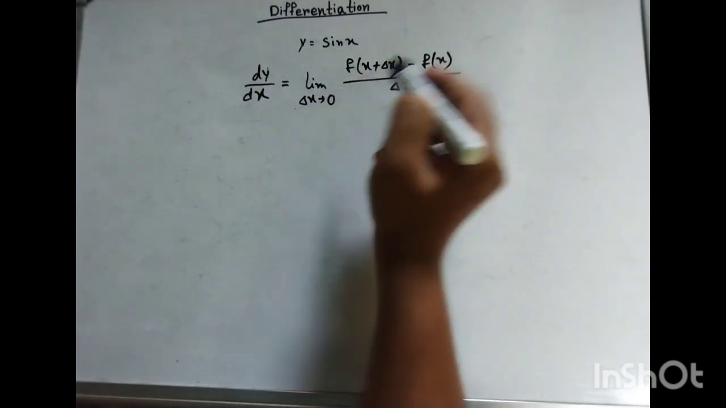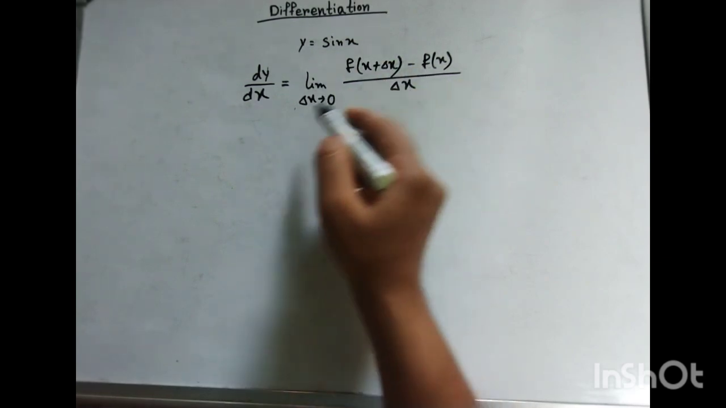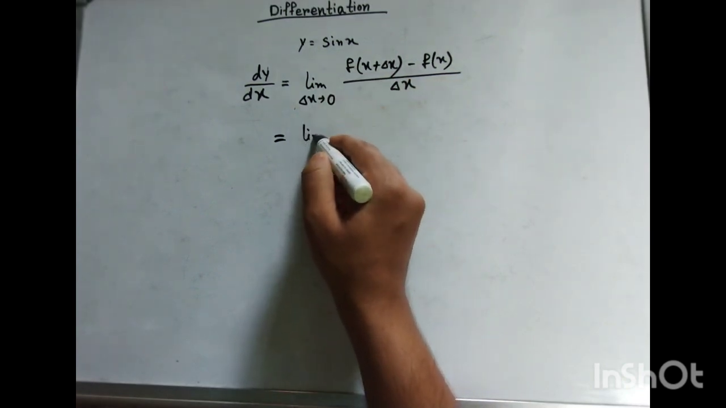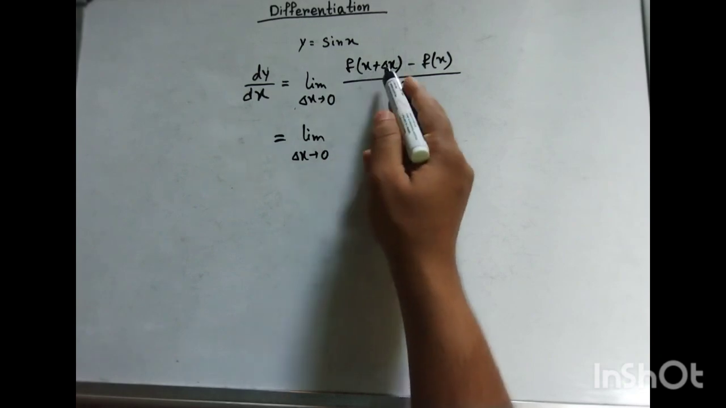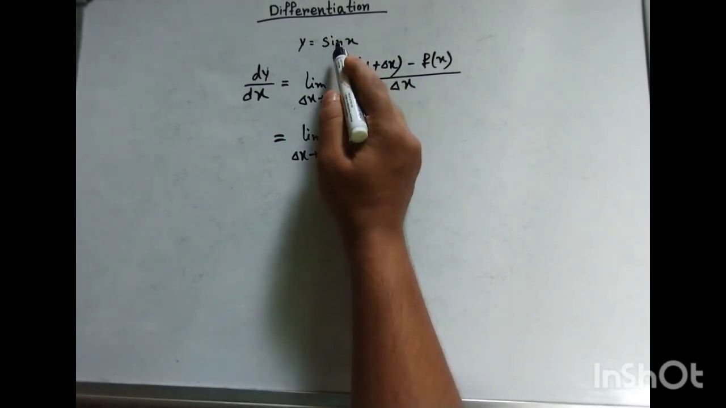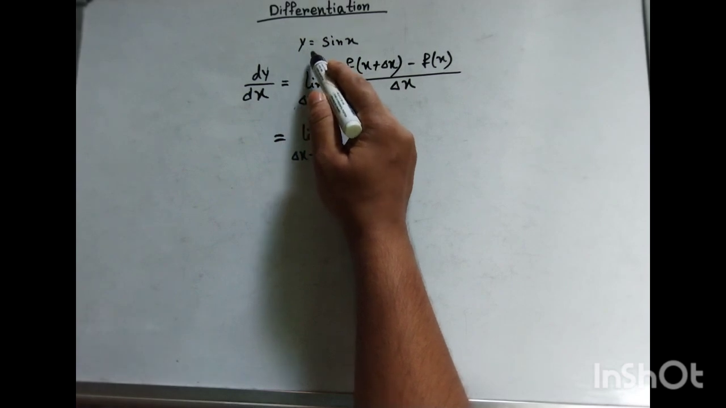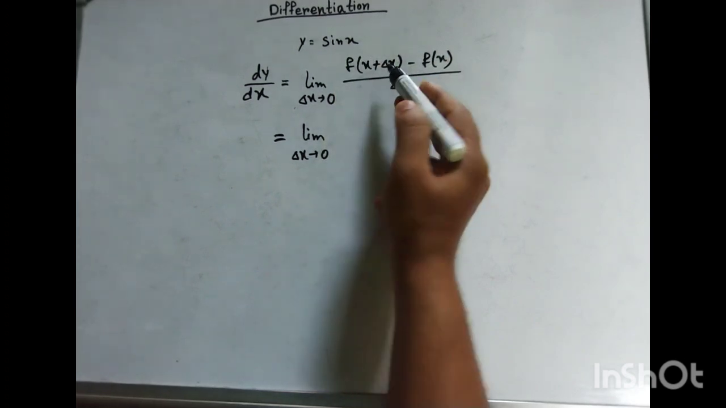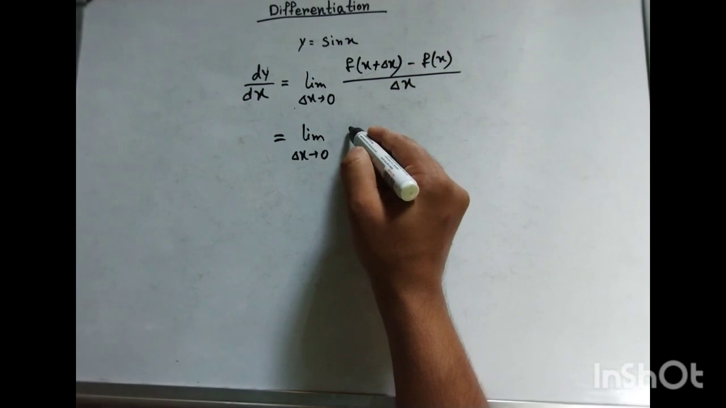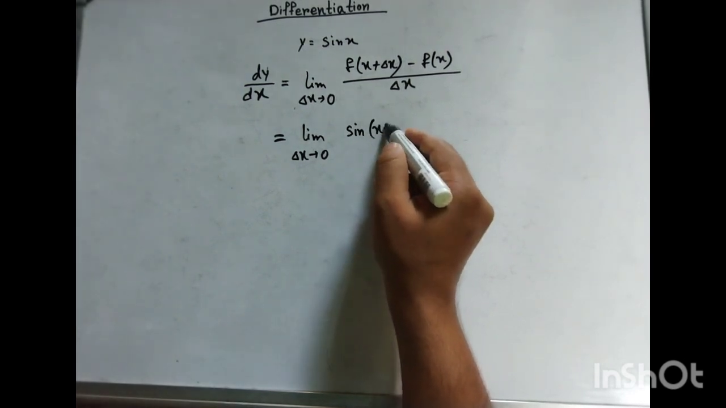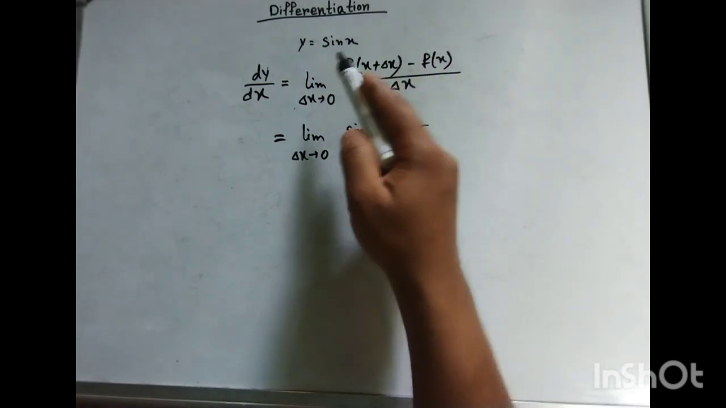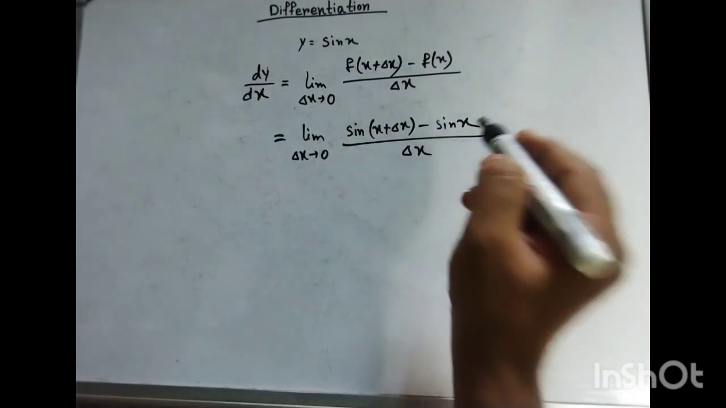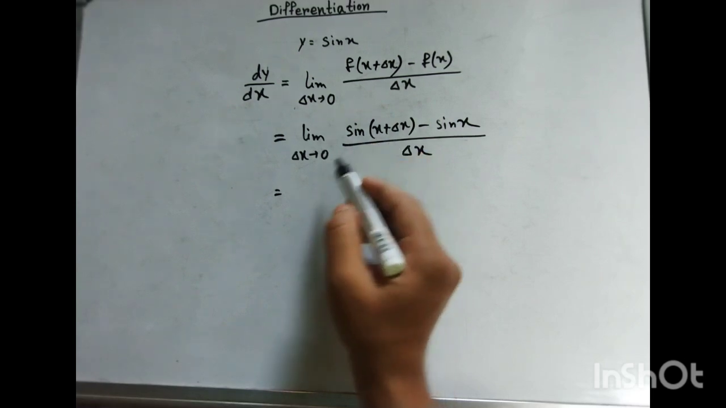In the previous video we have said how it came and why it came. So here, limit delta x tends to 0, f of x plus delta x. So that means y is f of x, and the function is sine function, so in place of x you need to replace by x plus delta x. So f of x plus delta x will be sine of x plus delta x, and f of x means y, so f of x is sine x, by delta x. And what will be sine of x plus delta x?